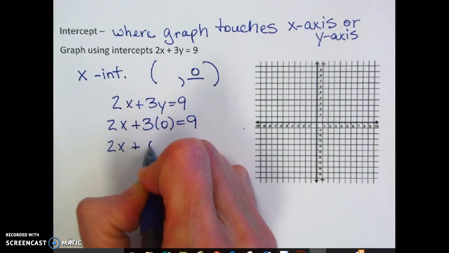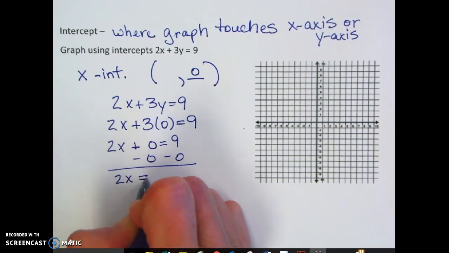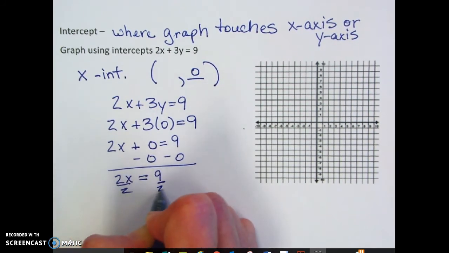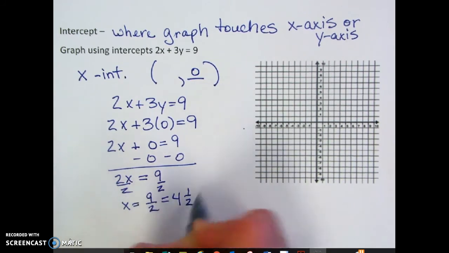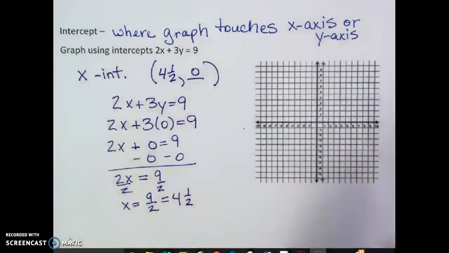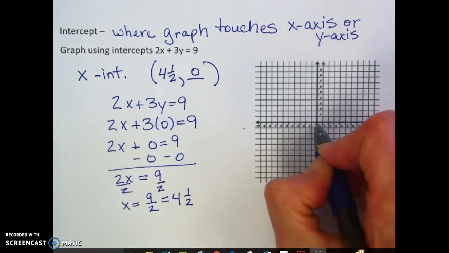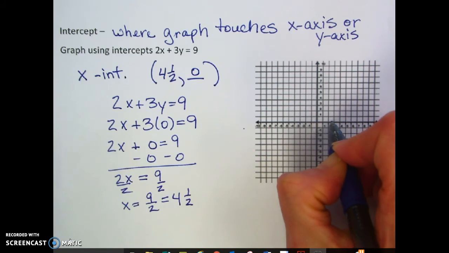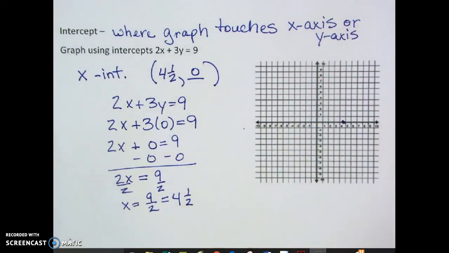Well, 3 times 0 is 0. Subtract 0. Divide by 2. It looks like x equals 9 over 2, or 4.5. So on the x-axis at 4.5, 0, that is where my line is going to go through the x-axis.